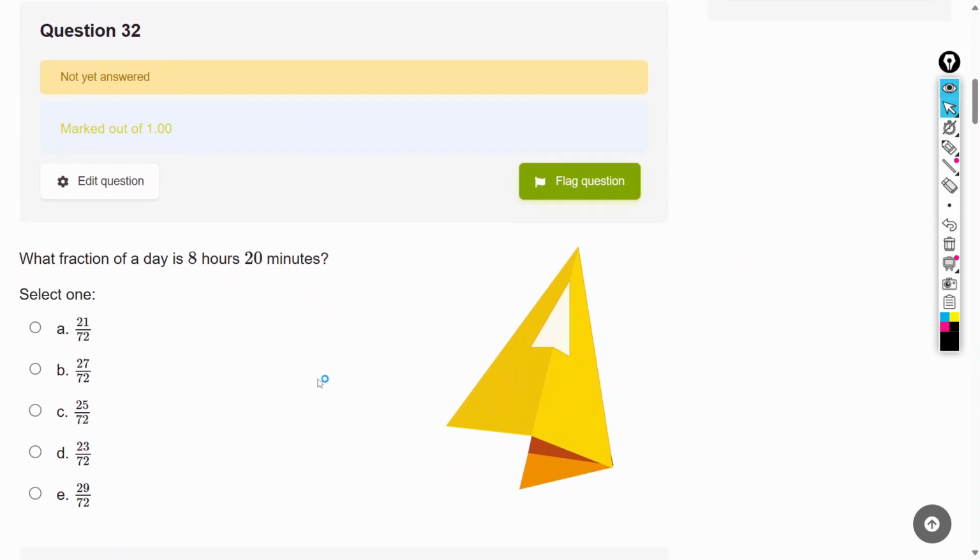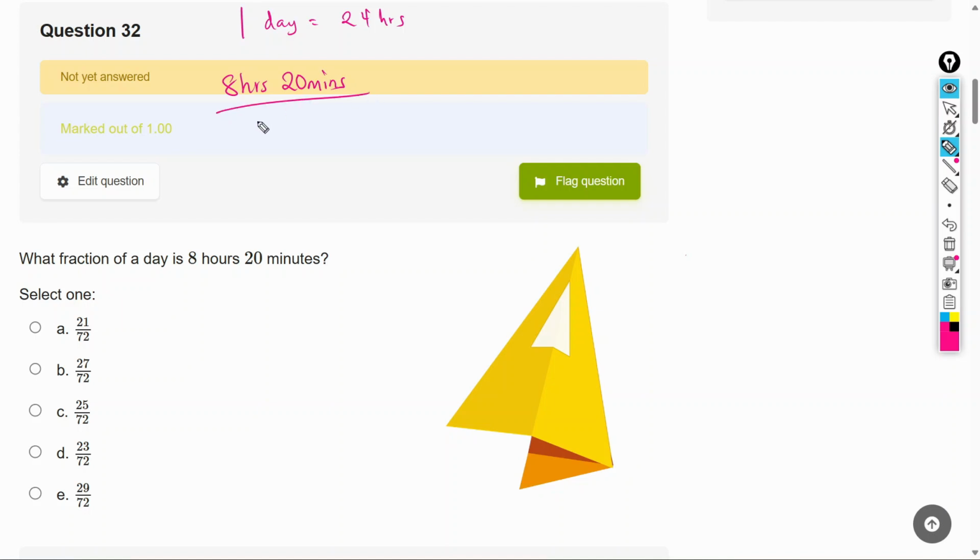What fraction of a day is 8 hours, 20 minutes? So recall that one day is equal to 24 hours. So basically, we are looking for 8 hours, 20 minutes divided by 24 hours. Now, since all of them are not in hours, then we need to change to the same units. And since we have a smaller unit amongst them, change everything to minutes.